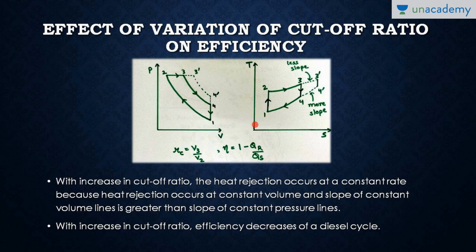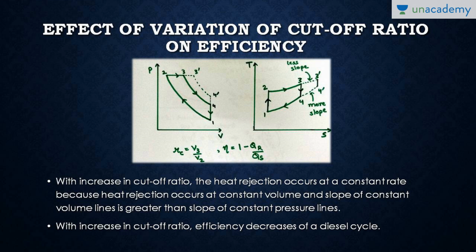Similarly, we are drawing this cycle in TS diagram. In TS diagram, 1 2 3 4 is a normal diesel cycle, and 1 2 3 dash 4 dash is a new diesel cycle with increase in cutoff ratio. I have already told you 2 to 3 is a constant pressure heat addition, and 4 to 1 is a constant volume heat rejection. On TS diagram, constant volume has more slope as compared to constant pressure. So the rate of heat rejection is more as compared to the rate of heat addition, because heat rejection is taking place at constant volume and heat addition is taking place at constant pressure.